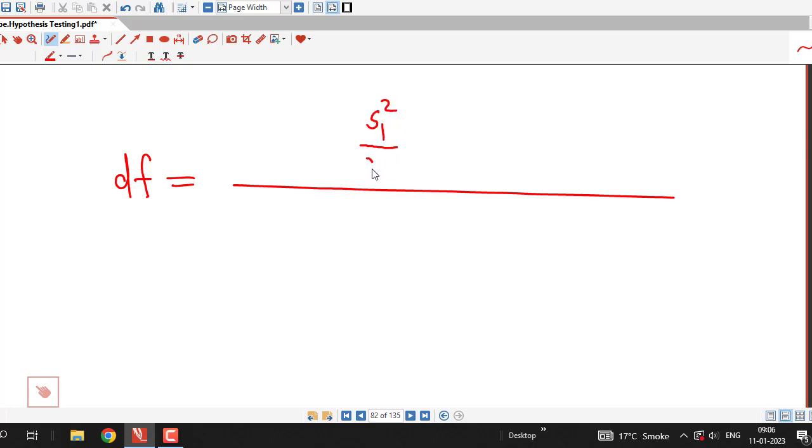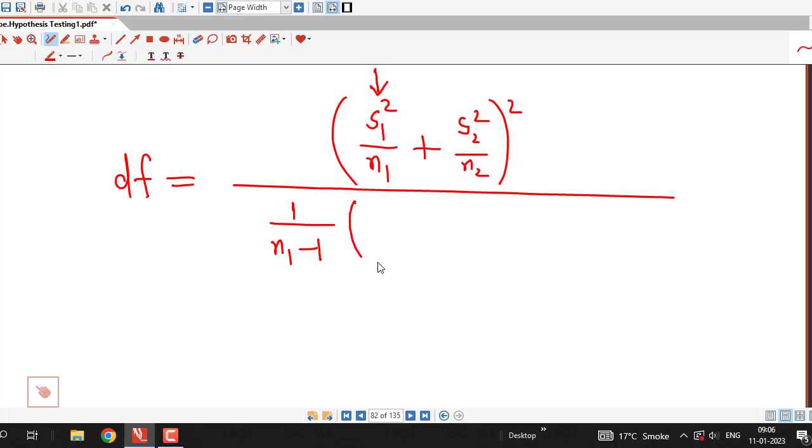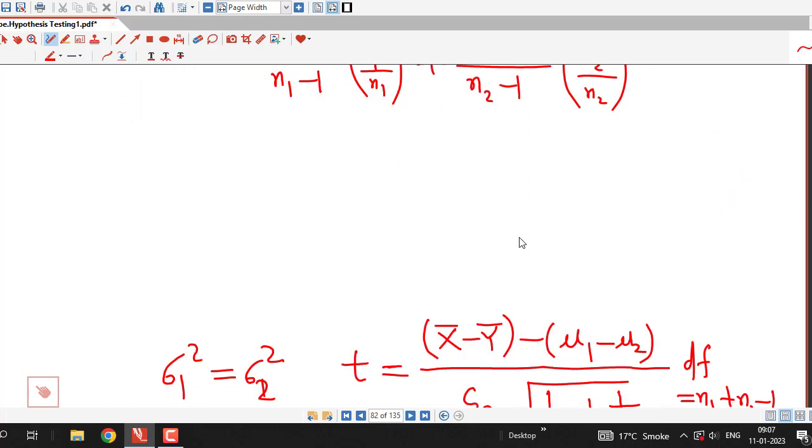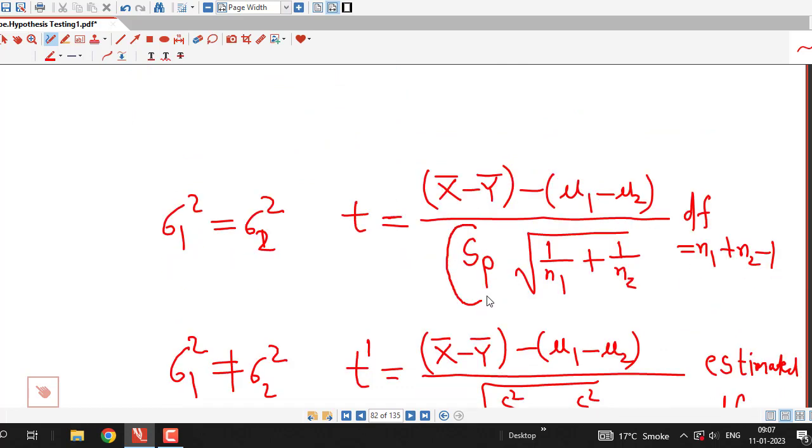Here we write s1 square over n1 plus s2 square over n2, square of these two. In the denominator, we have 1 over n1 minus 1 into square of this first term. First term in this bracket is s1 square over n1, so we take square of this first term, and same thing for another sample: n2 minus 1, square of second term s2 square over n2, whole square. And whatever answer we obtain, we round down to the nearest integer.